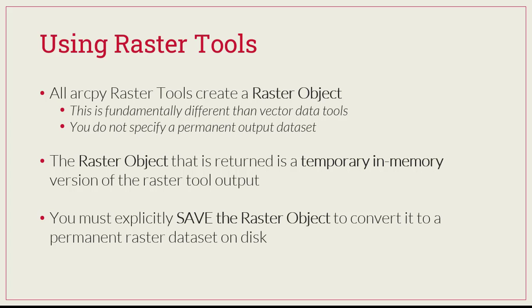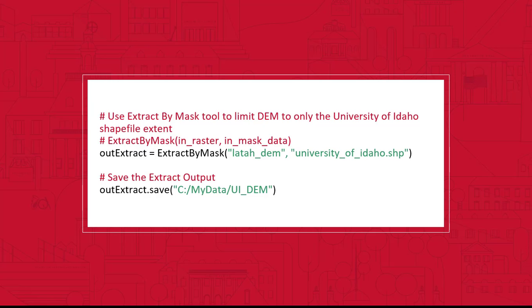The raster tools create what is called a Raster object that gets returned by the tool. This object is a temporary in-memory version of the output from the tool. So say, your result grid. For every tool where you want the output saved, you must also include an additional line of code to save the output into a permanent raster dataset. Here is an example of what that looks like.